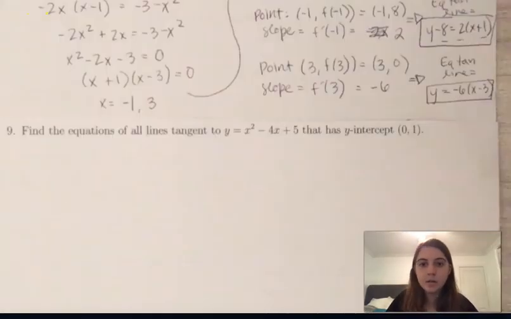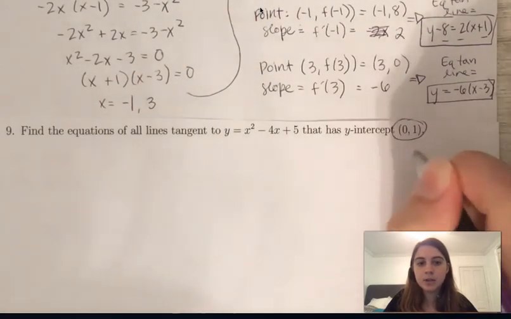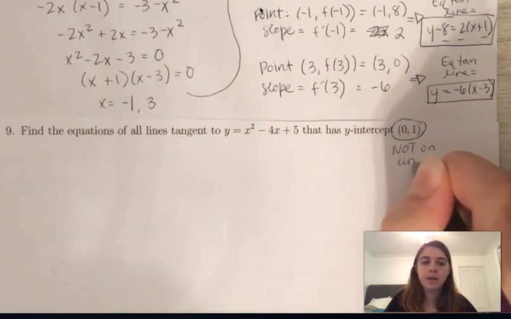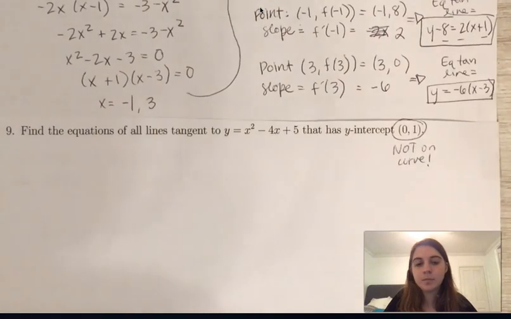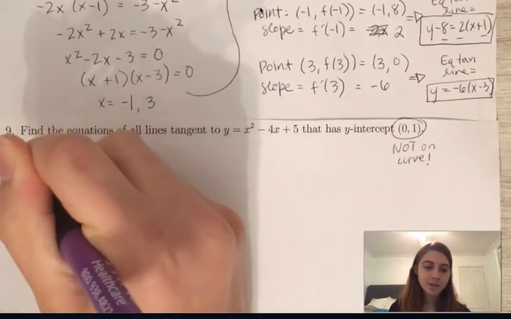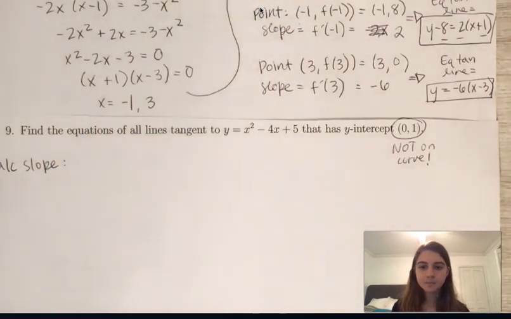Okay, so we are on the last one. Number 9 is similar to number 8, where 0, 1 is not on the curve. So if you remember the picture, we got 2 points, 2 equations that we're looking for basically, of all lines tangent with the y-intercept of 0, 1.